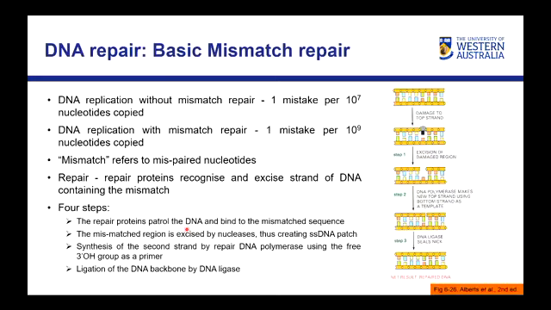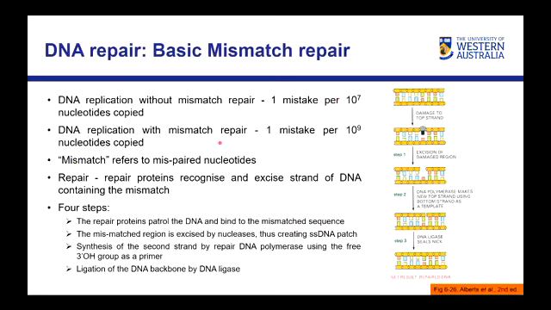So DNA repair, this is basic mismatch repair. But before we go into mismatch repair, this is how important mismatch repair is. So if we had DNA replication without mismatch repair, you would make one mistake per 10 to the 7 nucleotides that are copied. If you have mismatch repair with DNA replication, you only get one mistake per 10 to the 9. So you can see without mismatch repair, there's 100 times more likely to get mutations in your DNA. So that's how important it is.